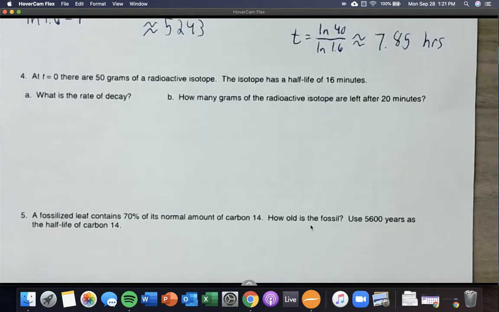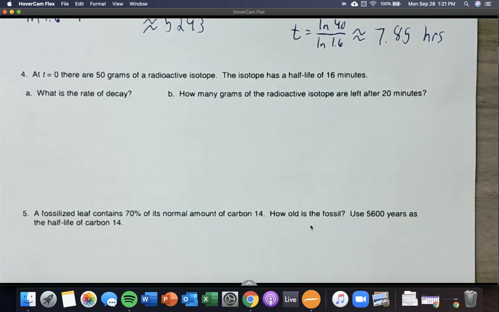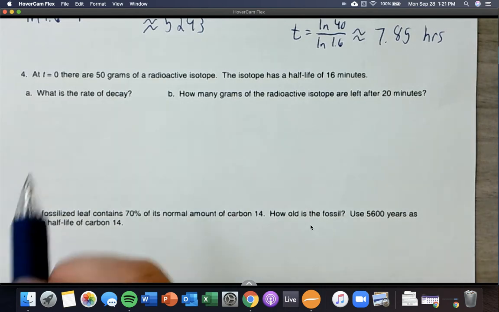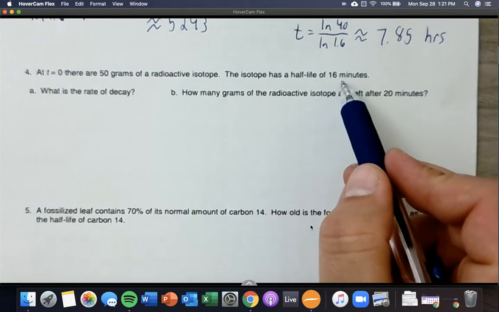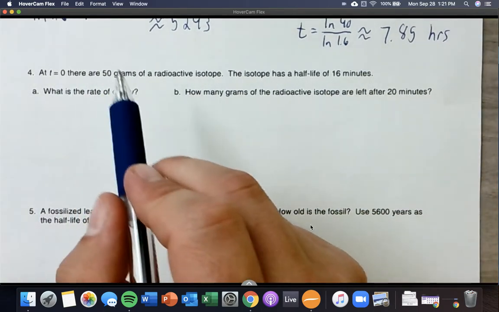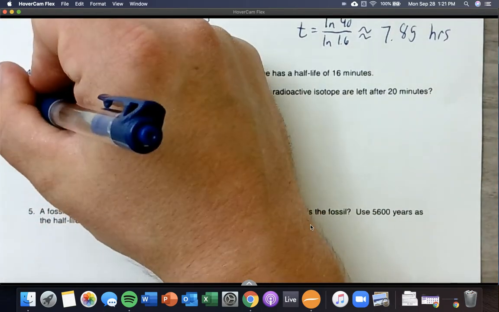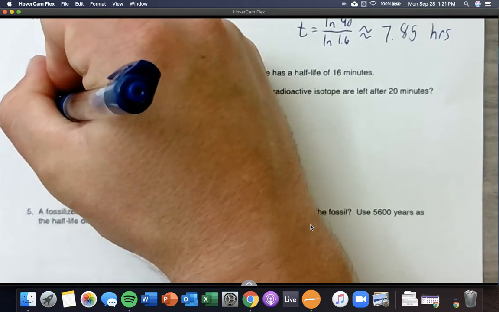Let's look at number 4. At t equals 0, there's 50 grams of a radioactive isotope. The isotope has a half-life of 16 minutes. What is the rate of decay? Right, so it's asking for the rate, so we're going to be solving for r, and it gives us that the half-life is 16 minutes. So what we can do is say the amount after 16 minutes is going to be half of 50. So that would be 25 is the amount.